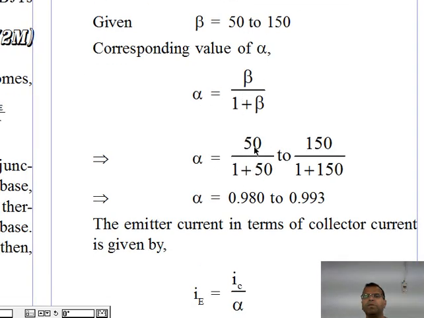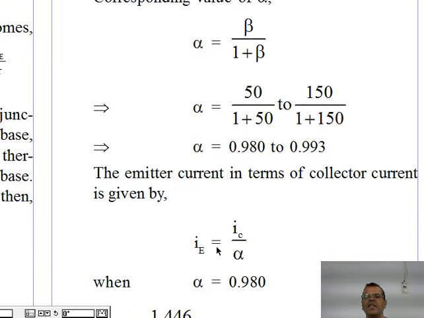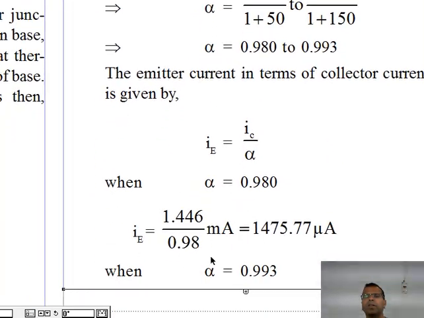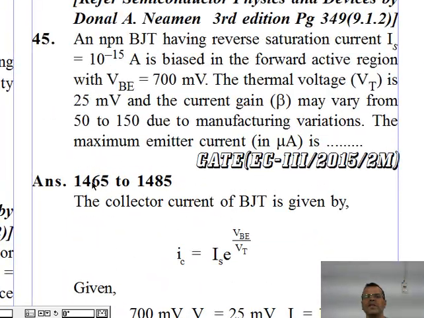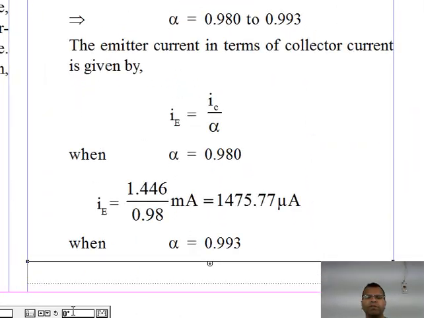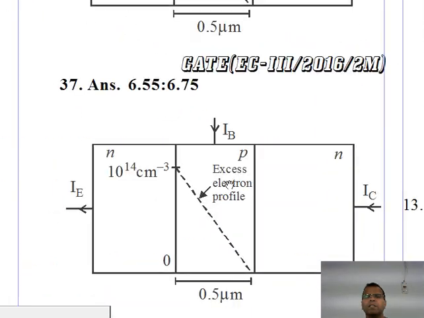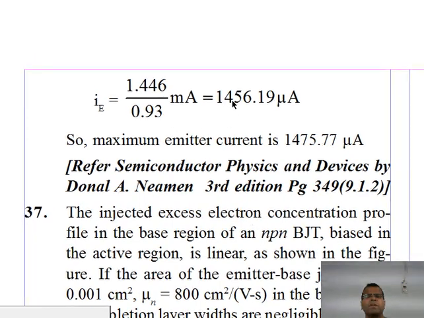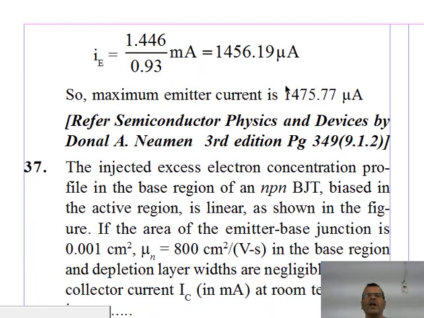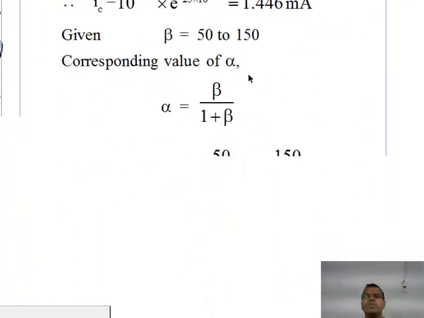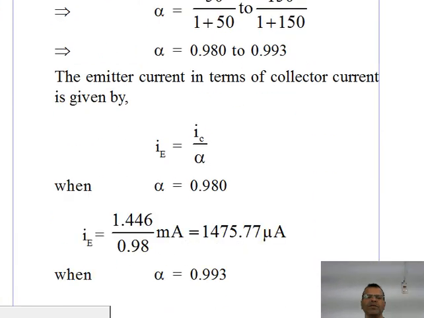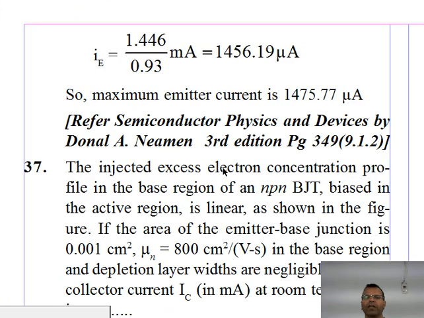If beta varies from 50 to 150, so I get a range of alpha, and we know the relationship between IC and IE. From that relationship you get the range of emitter current: the first value of emitter current and then the second value of emitter current. So you get the range. And maximum current, of course, the question was, sorry, maximum emitter current, that is the range given to you, but maximum emitter current is this much from the two values of alpha we get.